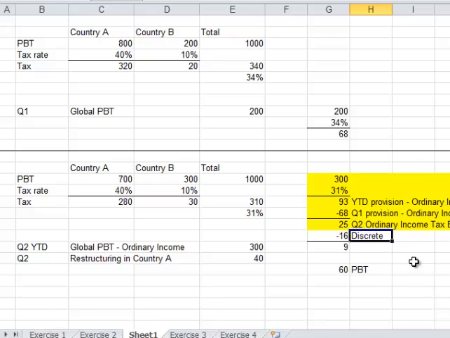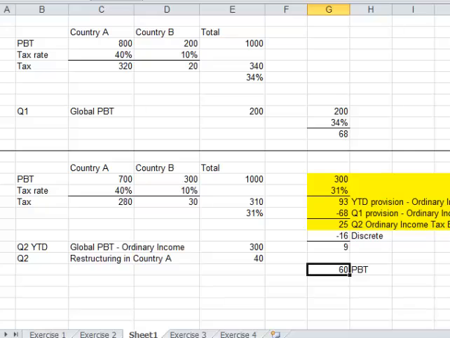Okay. When I book a discrete item, I book it as if it's the only thing out there. There's no mixing it in with everything else that's going on for the year. As if it's totally separate. And as if this was the only item of income or loss that we had, a $40 restructuring, we would book a 16 provision benefit unless we needed a valuation allowance. Okay, because it's at country A's rate, simple as that.